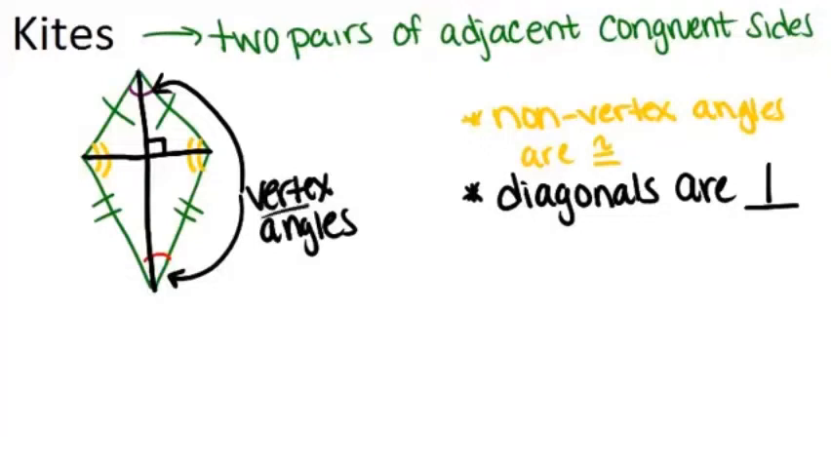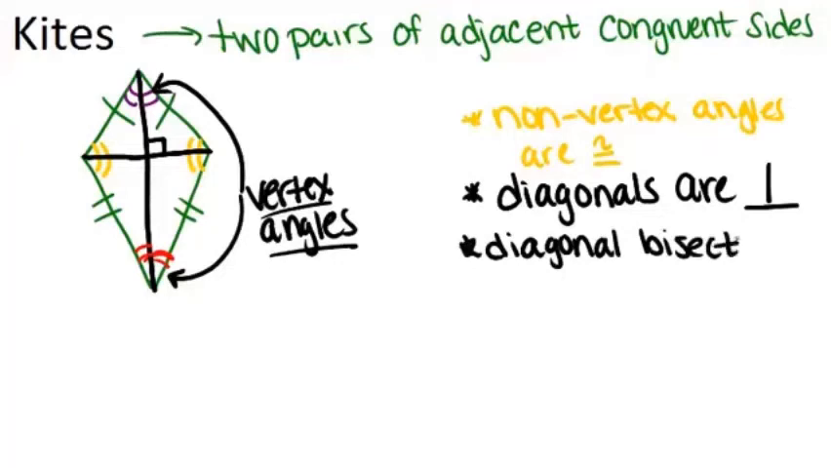Now, while these vertex angles were not congruent, when we have the diagonals drawn in, that long diagonal actually bisects the vertex angles. What that means is that this angle is congruent to this angle over here. It's been cut in 2. And similarly, this angle will be congruent to that angle there. So the diagonal bisects the vertex angles. The other diagonal does not bisect the non-vertex angles.